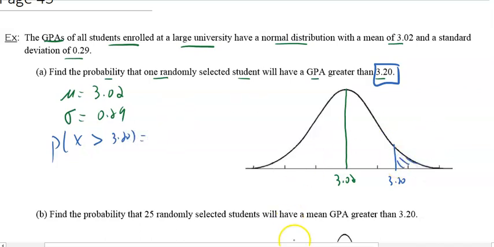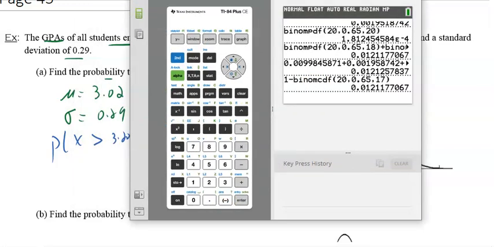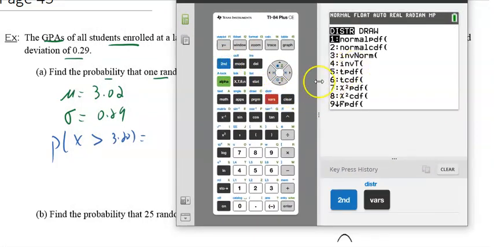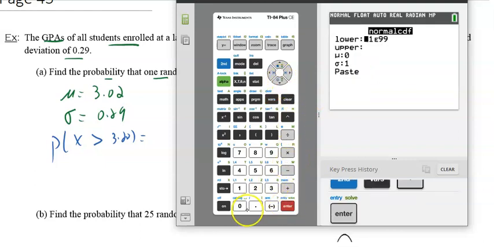And there it is. I'll get my calculator out. I already opened that for us. I'm going to go for distribution. I want normal CDF, if you recall how this works. And I'm going to go from 3.2 to the upper one, if you remember, E to the 99, that's like infinity.